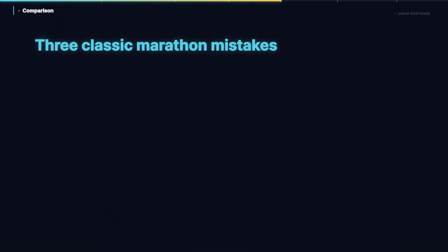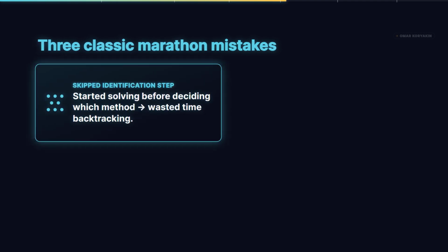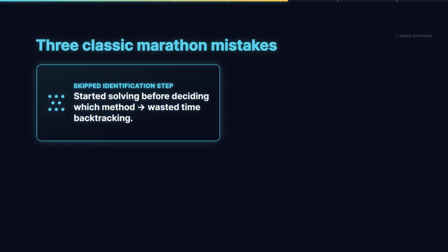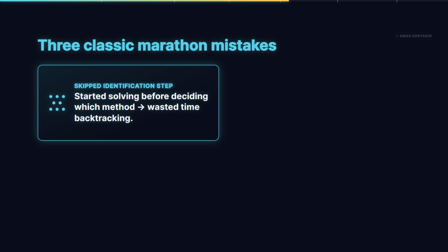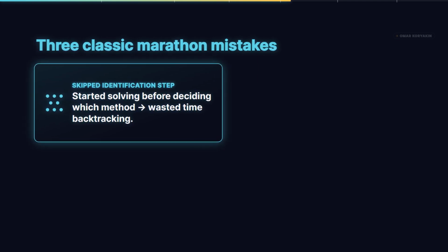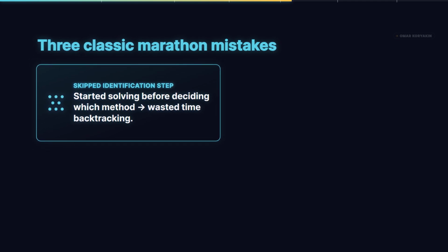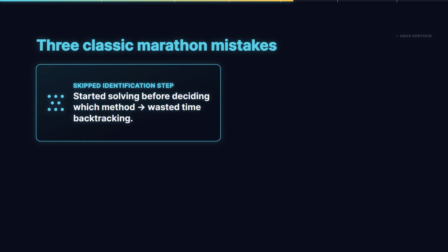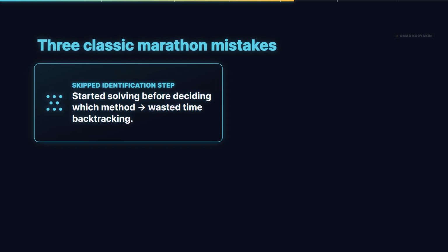3 mistakes that catch every algebra student during marathon-style mixed practice. Each one is fixable with a small explicit habit applied on every problem from now on. First mistake, skipping the identification step and starting to solve before deciding which method or skill the problem actually requires. A student in a marathon set sees a system of equations and immediately starts applying substitution, then realizes halfway through that elimination would have been twice as fast, then has to backtrack and restart.